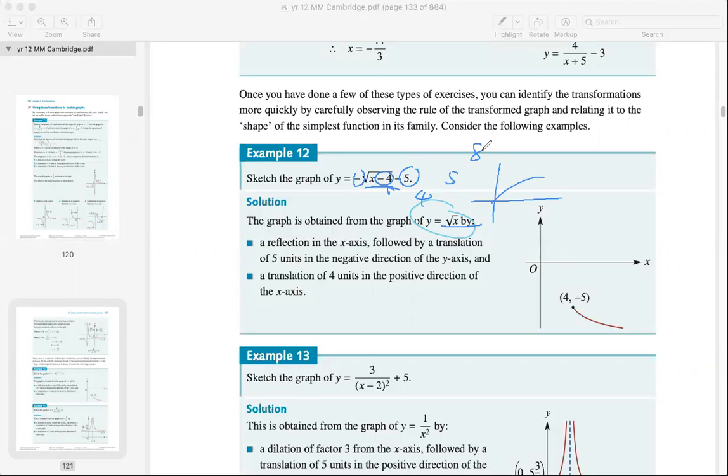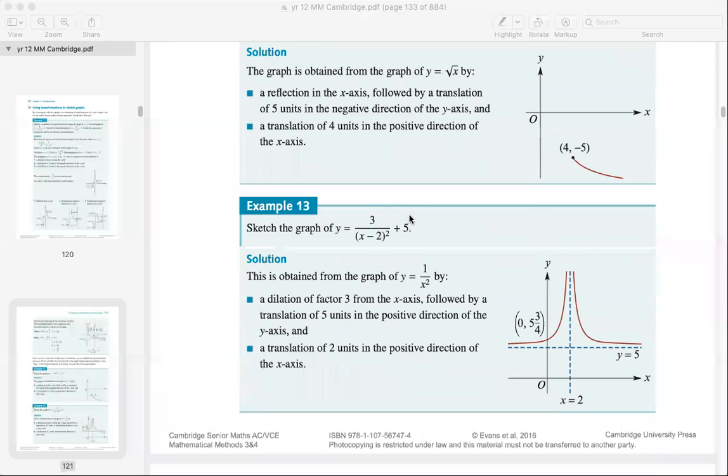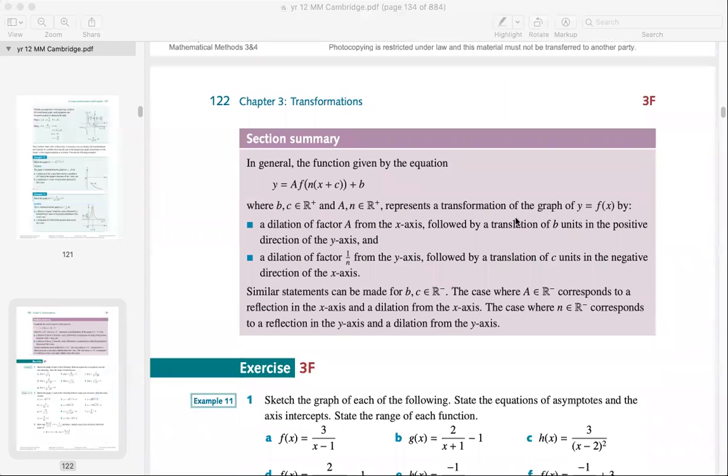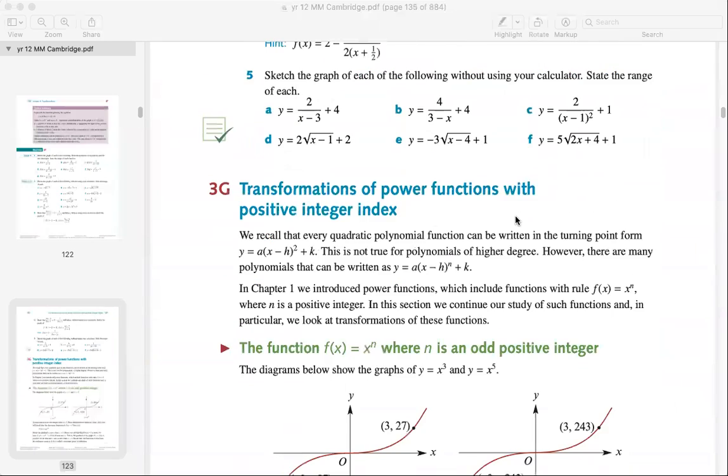The next one is the truncus. For the truncus, the basic graph is like this, and again we need to figure out the asymptotes to get an idea of the graph. That would be the whole thing about 3F.